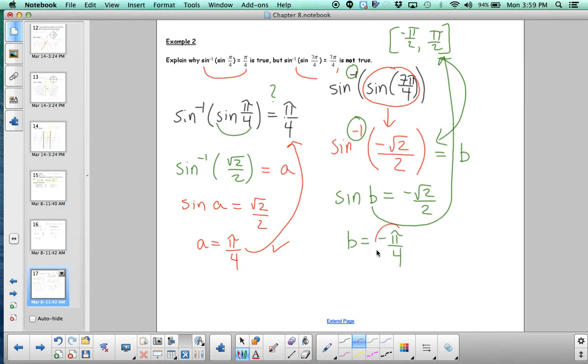And at this point, you notice that -π/4 is not equal to 7π/4. And so the reason for this is mainly because 7π/4 is not in the interval from -π/2 to π/2.